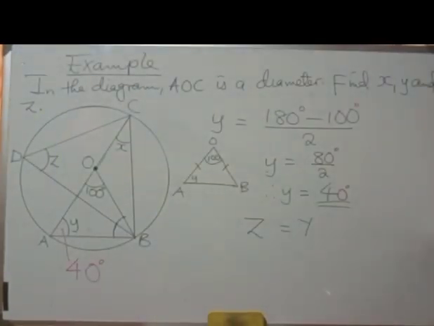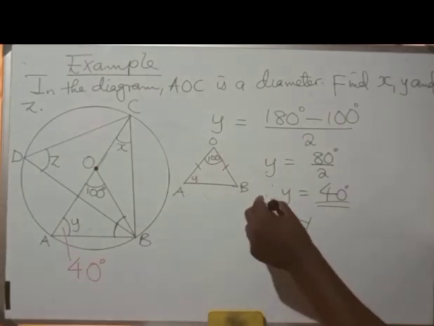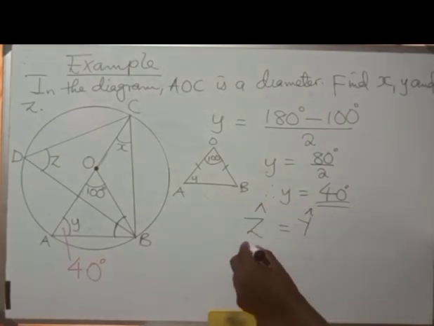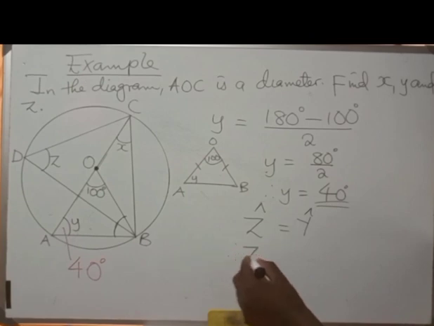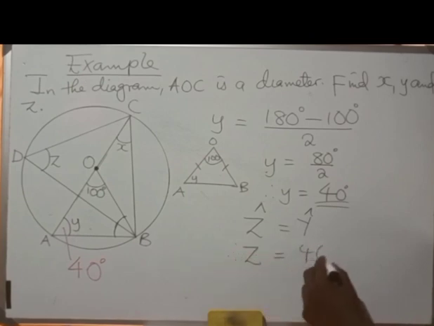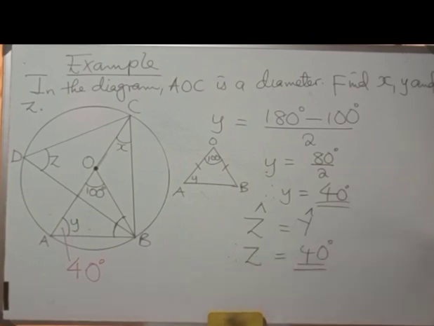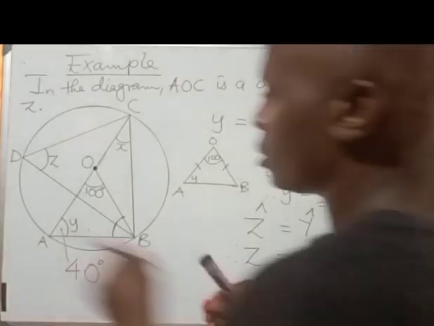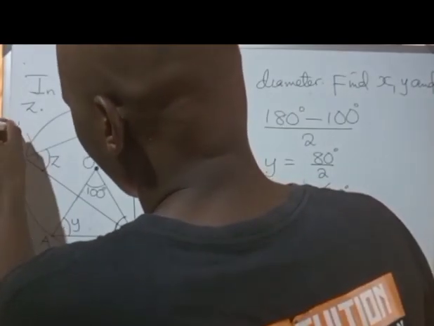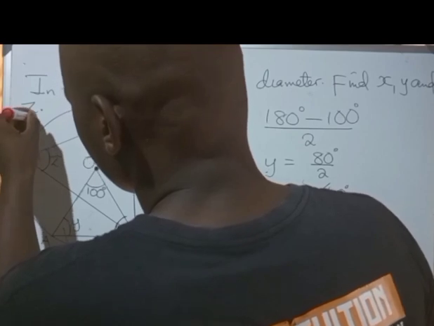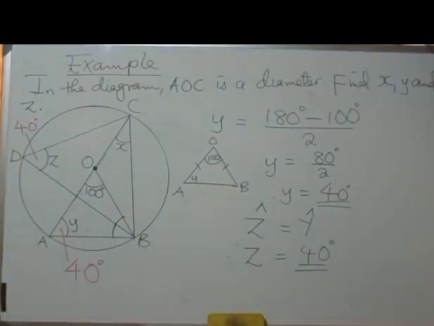So angle Z will be the same as angle Y. So therefore, our Z will be equal to 40 also. So allow me to write my 40 there. Now we go to the next one, which is angle X. What will be the answer for angle X?